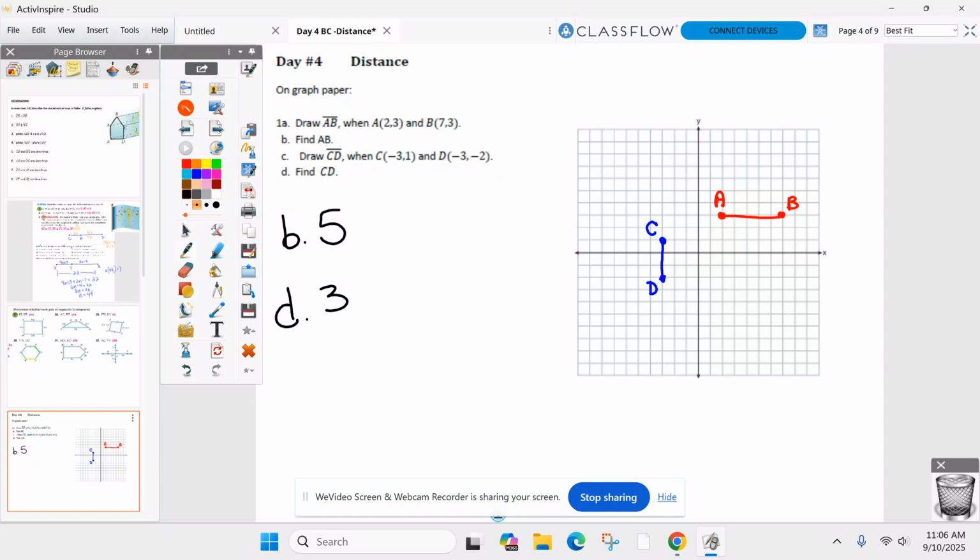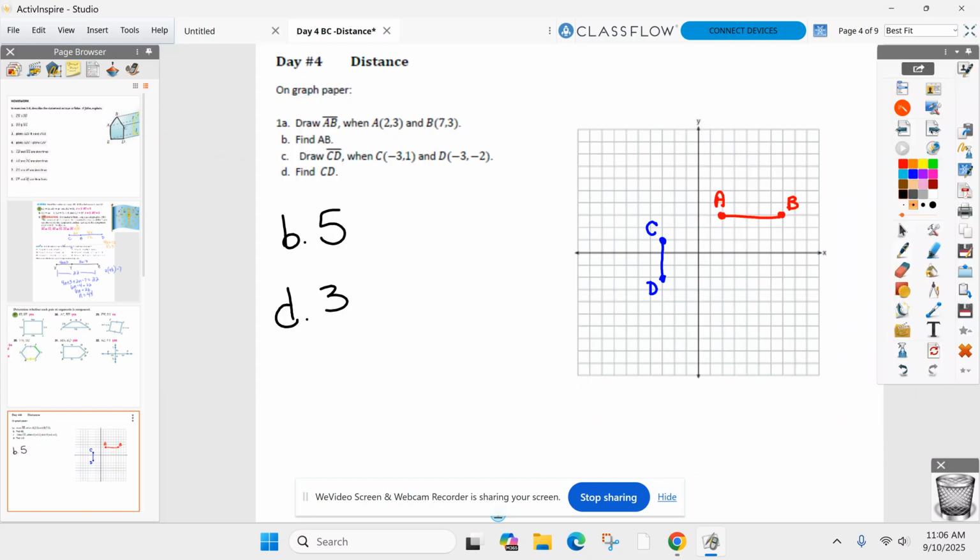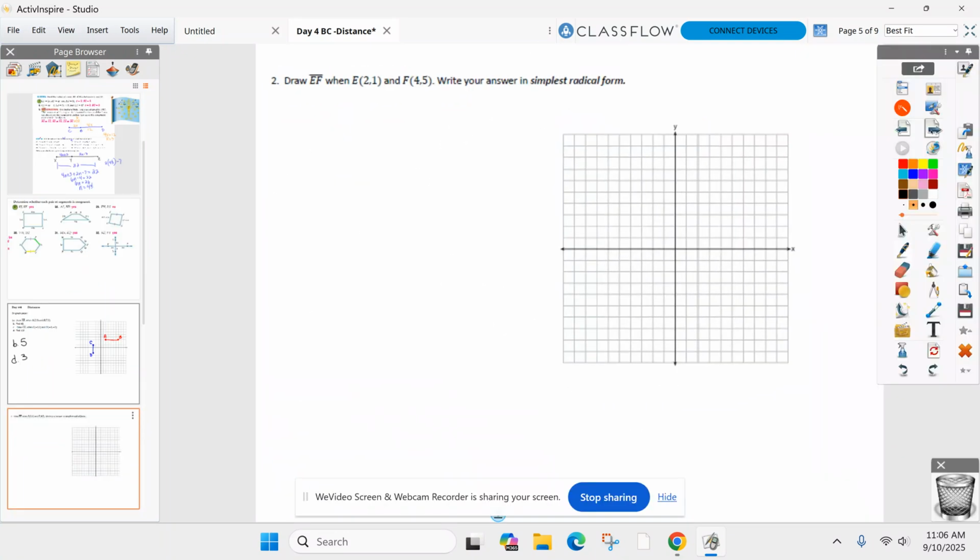But unfortunately, there is going to come a time when you can't count. And I'm still going to ask for the length. So please draw EF right now. Please draw EF in the next problem.